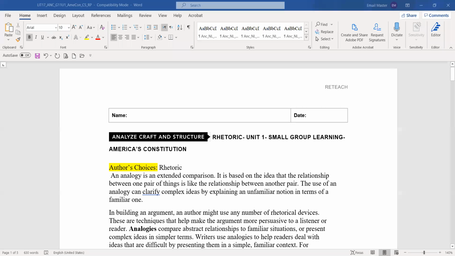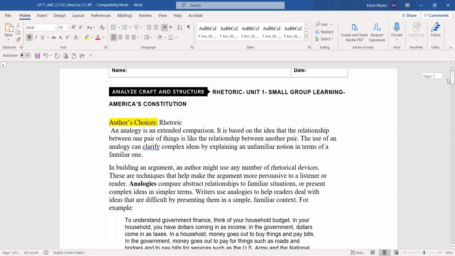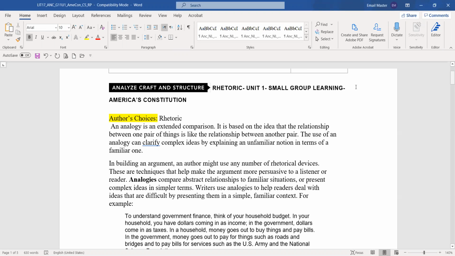Today we're going to look at analogies in writing. It's another rhetorical device. We studied this in grade 10. There will be another practice video about this where you will watch a video and then answer the questions respectively. So this is from Unit 1, Small Group Learning, America's Constitution Text.